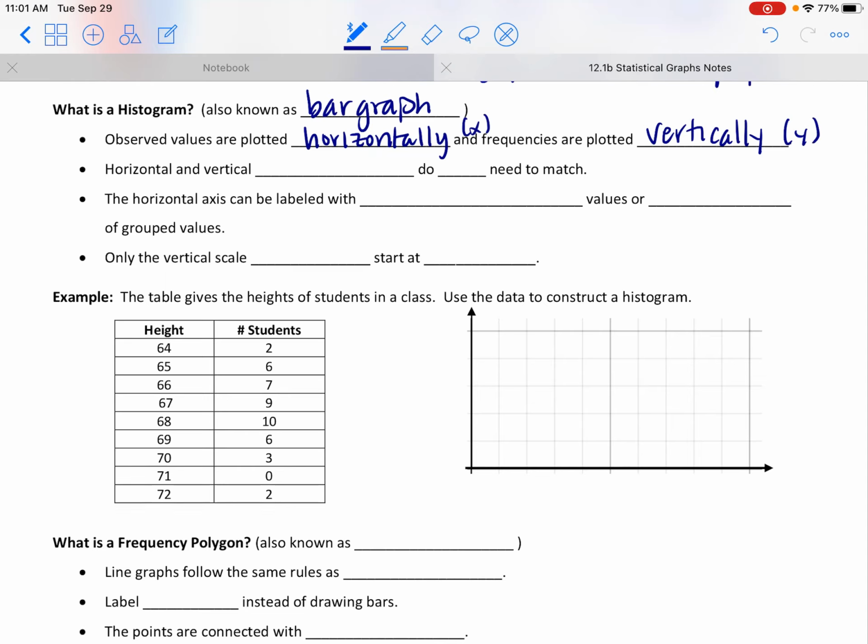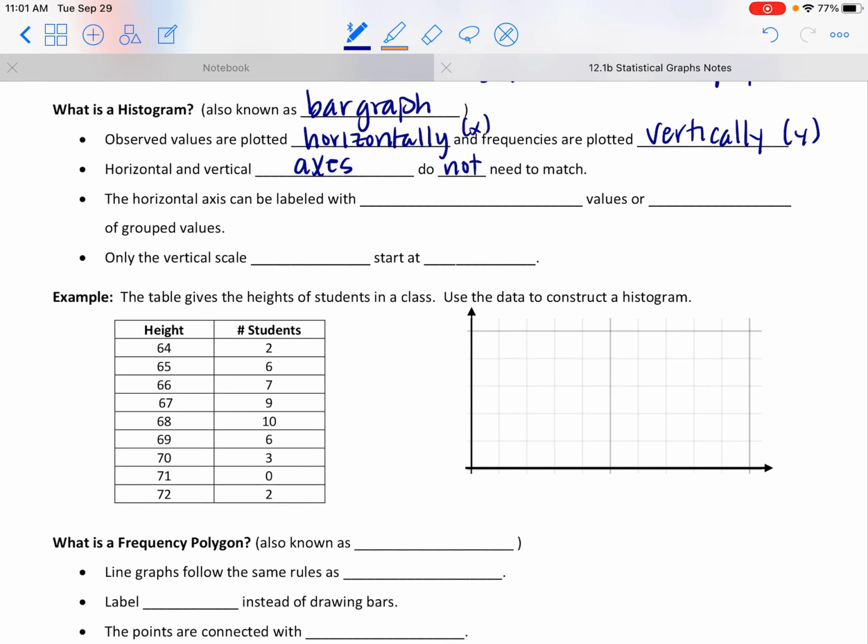Now the horizontal and vertical axes don't have to match. So like I can go by 10s here if I wanted to, and I could go by 2s here if I wanted to. They do not have to match. It's whatever is going to be convenient for the information that I'm looking at. So the axes do not need to match.